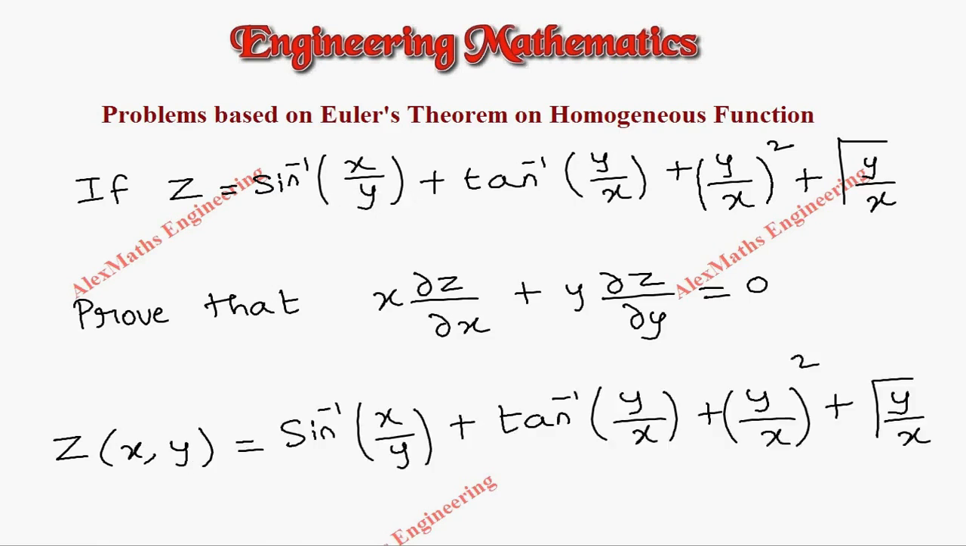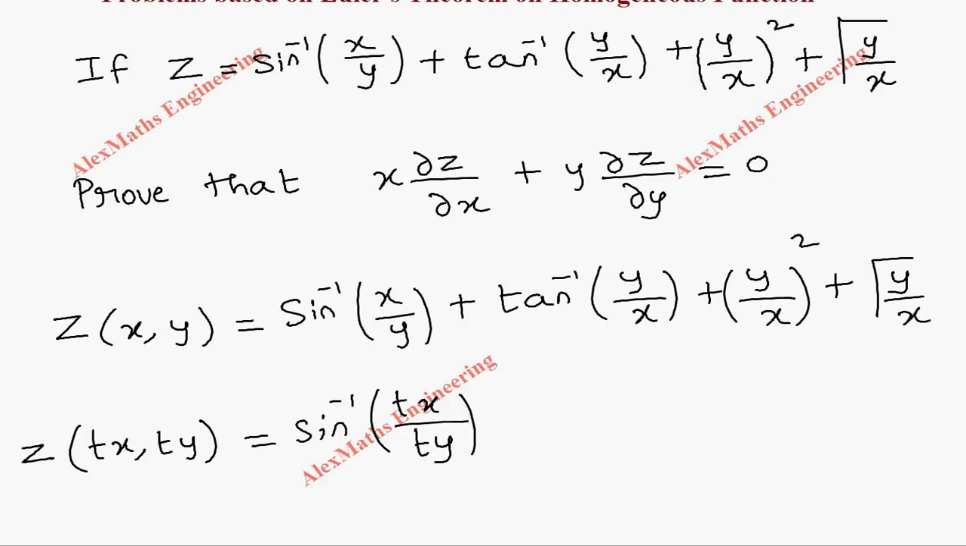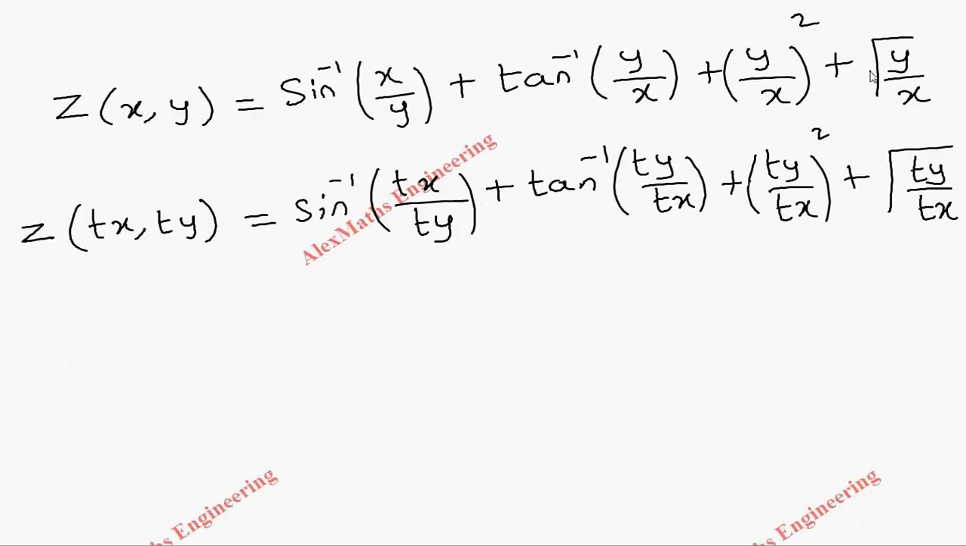Now, to check whether it is a homogeneous function or not, we have to substitute x as tx and y as ty. So in all these places, wherever x is there, it will become tx, and wherever y is there, it will become ty. The same way, we have substituted for the rest of the terms. But here, it is possible to cancel t and t in every term.